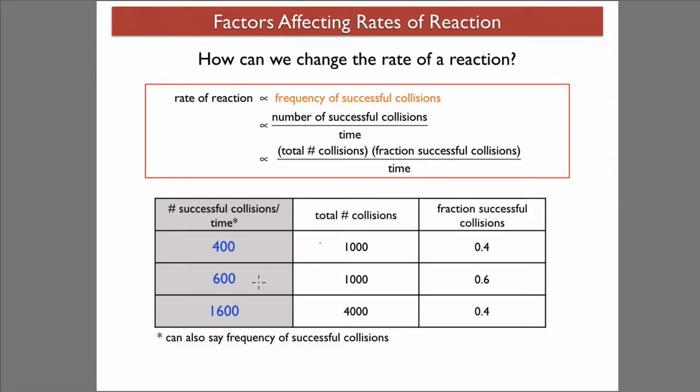So, for example here, let's have a look at that. If you've got 400 successful collisions in a given time, but there's a total number of collisions of 1000, you're going to have a fraction of 0.4. Similarly, if you have 1000 here, but 600 were successful, then you're going to have a higher fraction of success.